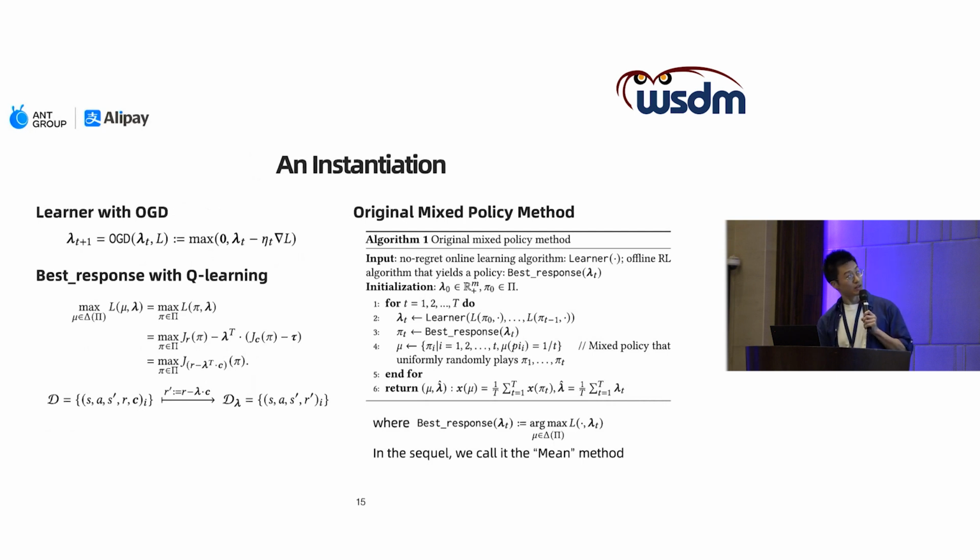For example, the lambda player can be updated using online gradient descent, OGD, with a diminishing learning rate, eta t. And the best response player can be constructed using Q-learning. After some math, we can show that by penalizing each reward with lambda times c and constructing a new dataset, D lambda, directly applying Q-learning on this new dataset yields the required best response policy under the current lambda.